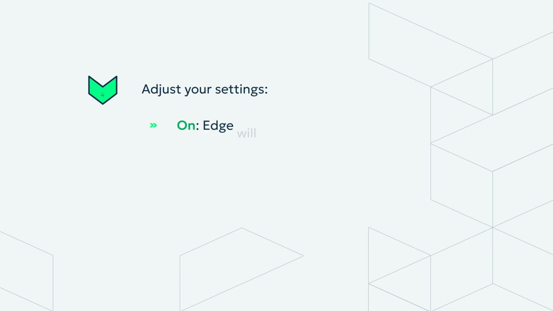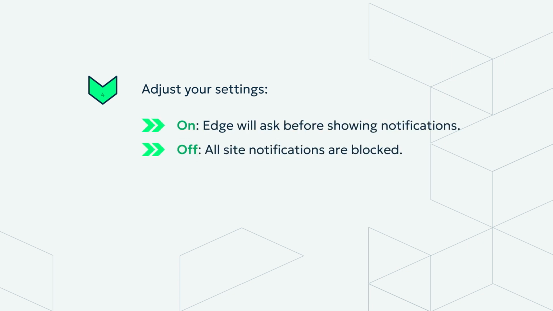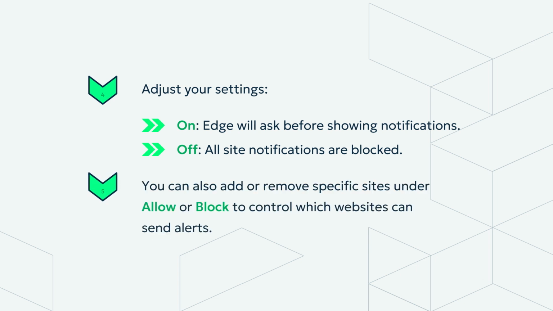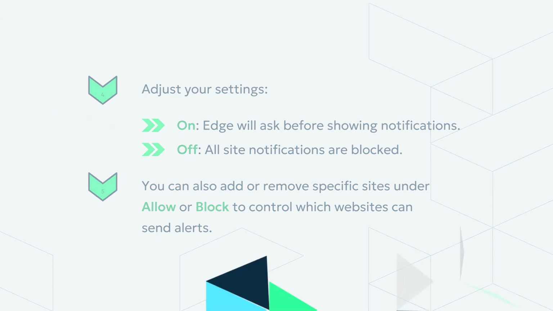Adjust your settings. On means Edge will ask before showing notifications. Off means all site notifications are blocked. You can also add or remove specific sites under Allow or Block to control which websites can send alerts.